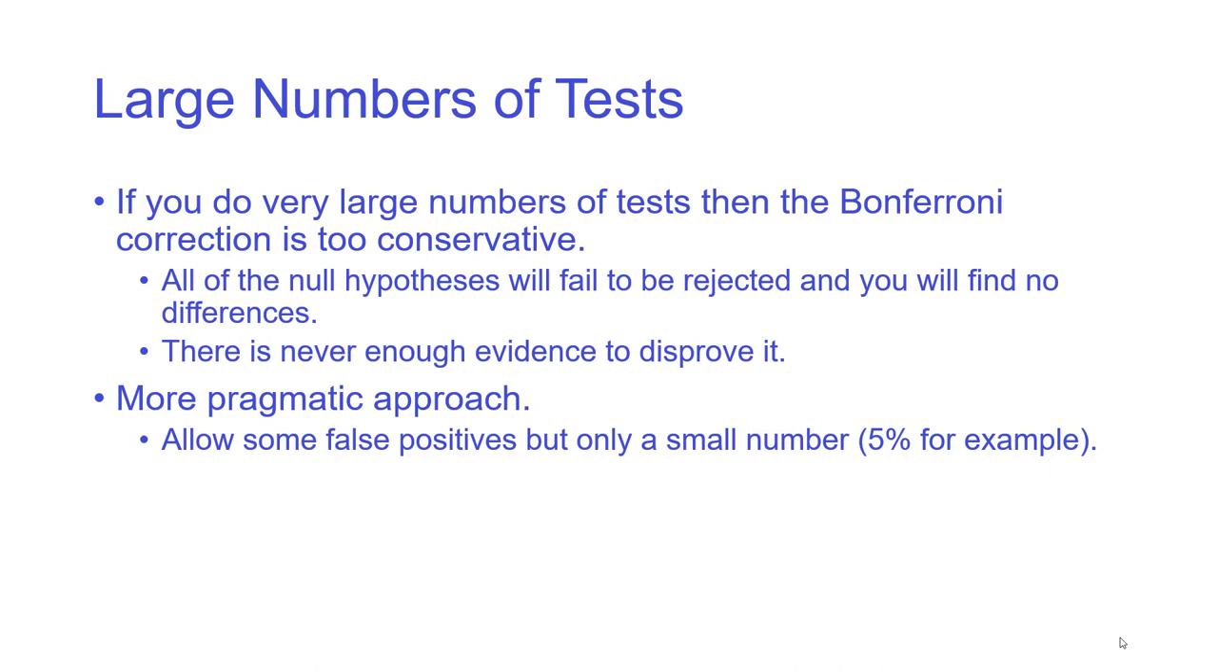Now, if you're doing very, very large numbers of tests, then you're going to end up with a significant number of false positives if you do it without correction. But if you use Bonferroni, you're almost never going to have strong enough evidence to find some sort of significance. So you need to take a more pragmatic and balanced approach between these two alternatives. You need to correct for multiple tests, but you don't need to be as conservative as Bonferroni.